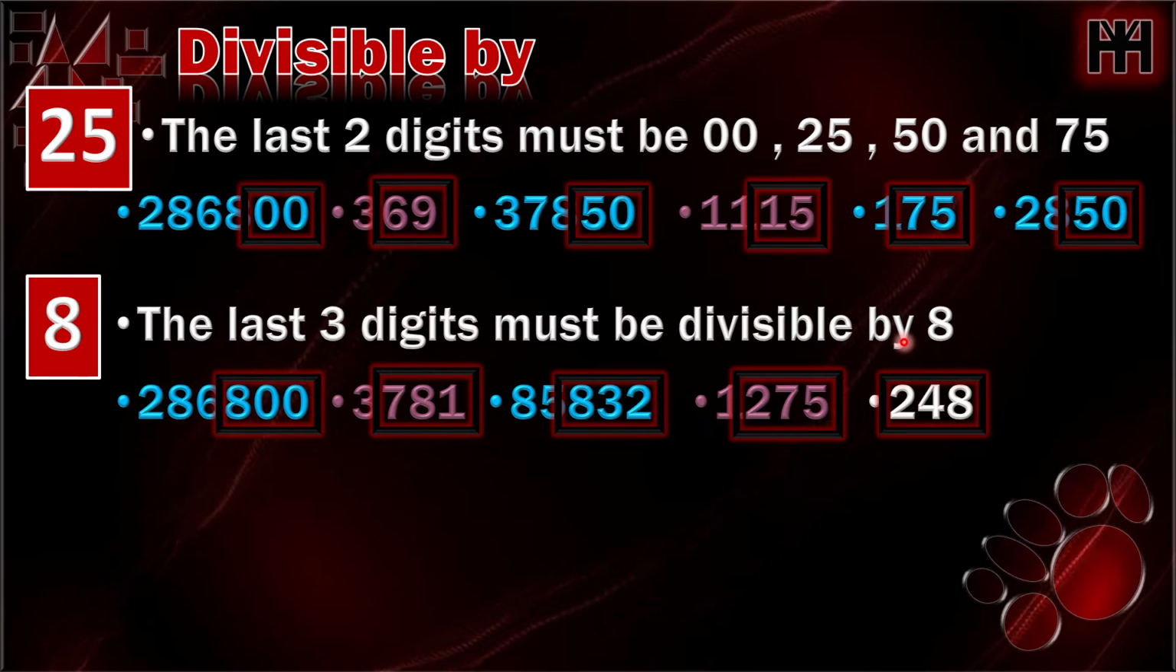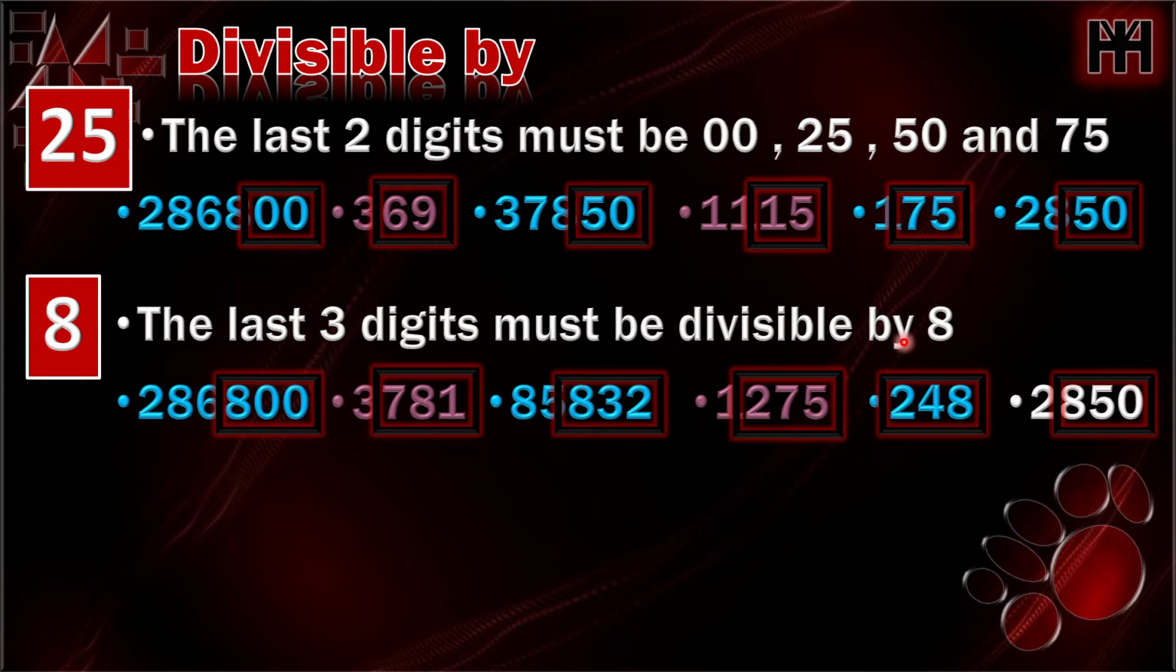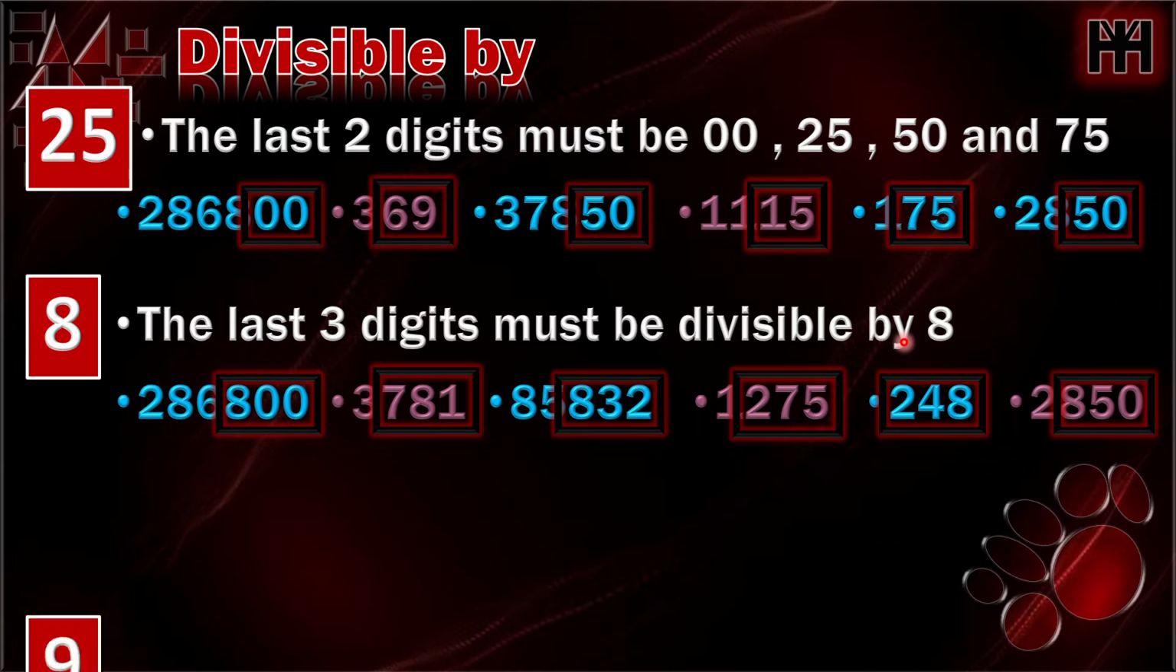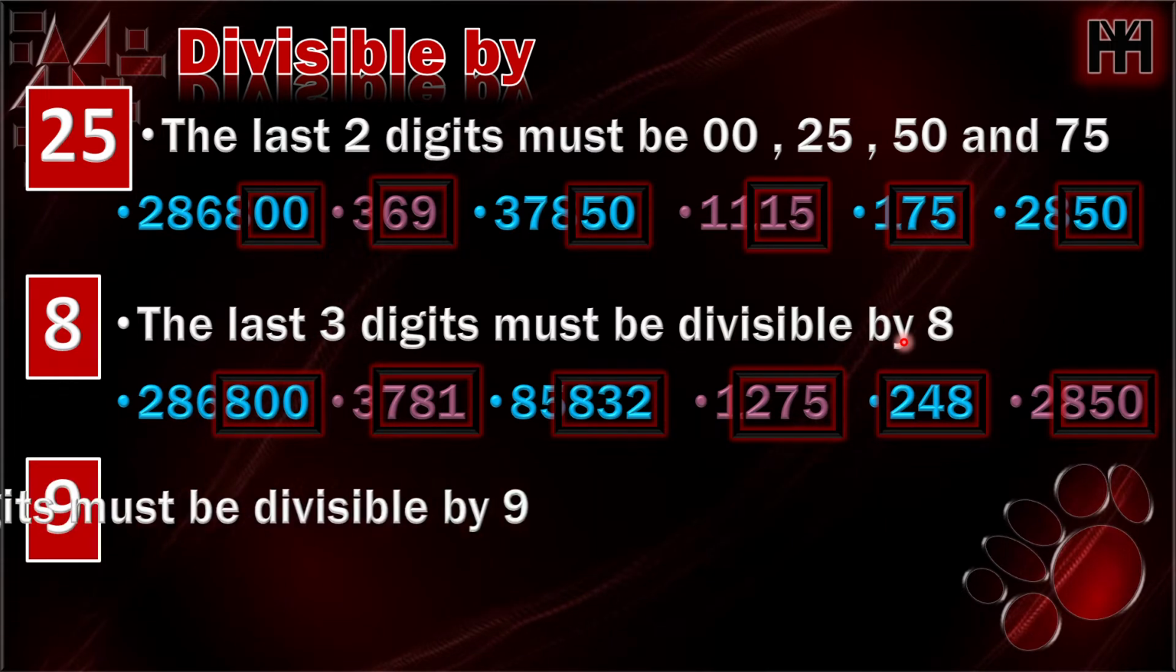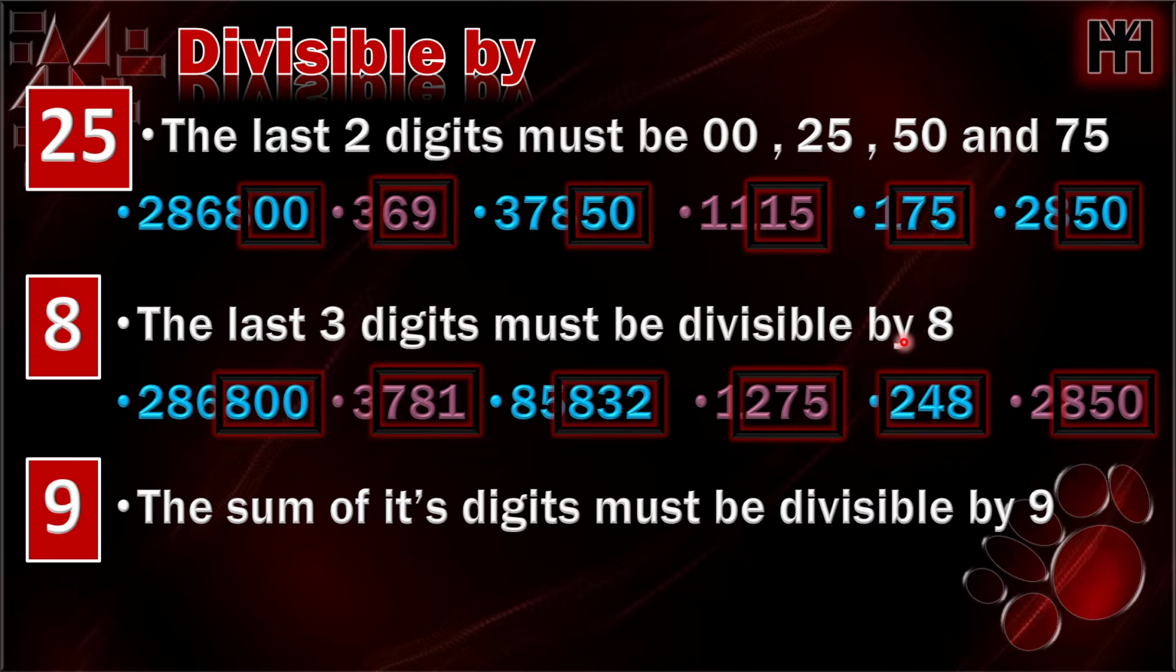Okay, these are only 3, so let's see if these numbers are divisible by 8 or not. Yes, they are. And these are the last number here. Is this divisible by 8 or not? No, it's not divisible by 8. Okay, by 9. The sum of its digits must be divisible by 9.